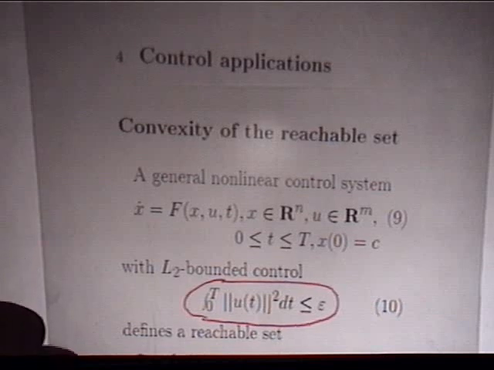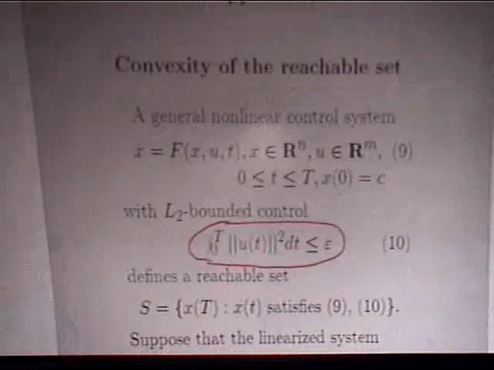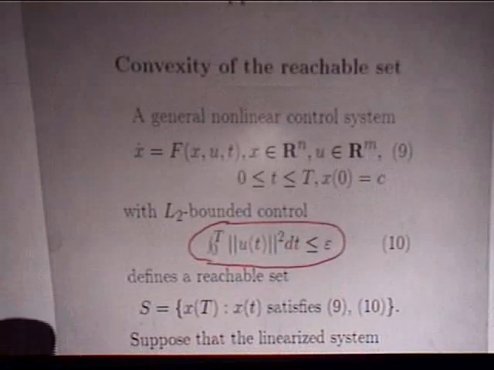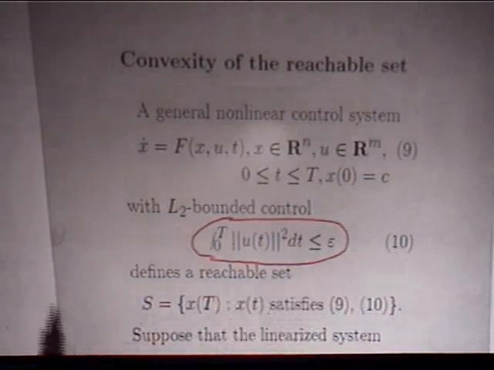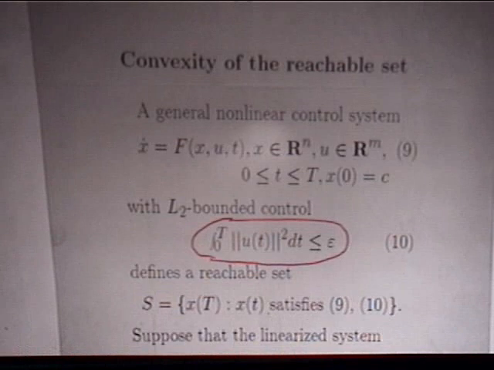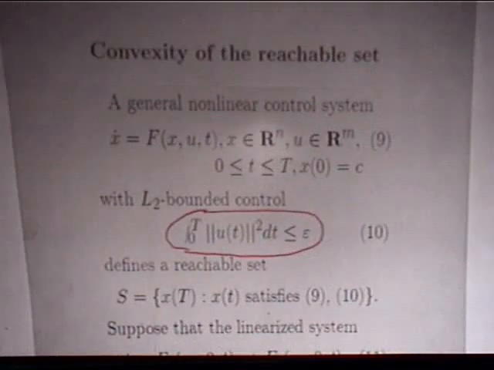and then we can define a reachable set for such systems. That is, when control runs through all admissible controls given by this inequality, all trajectories at the time capital T construct some set, which we denote S, and which is a reachable set.